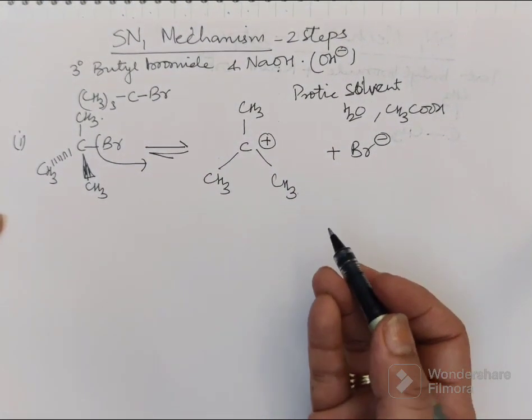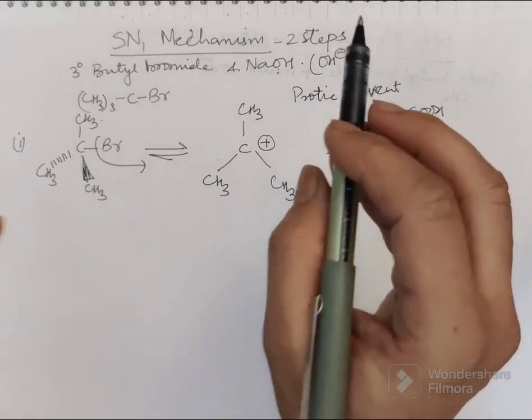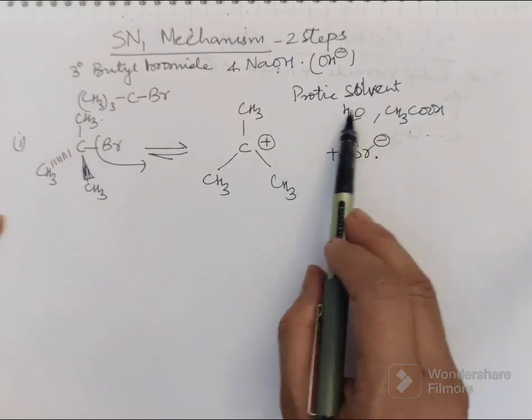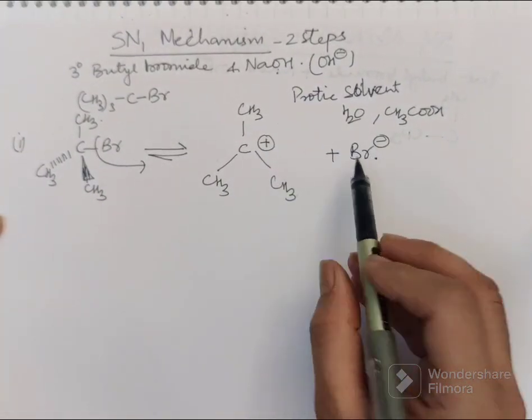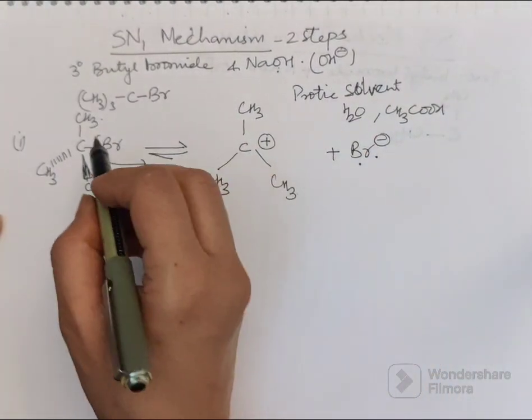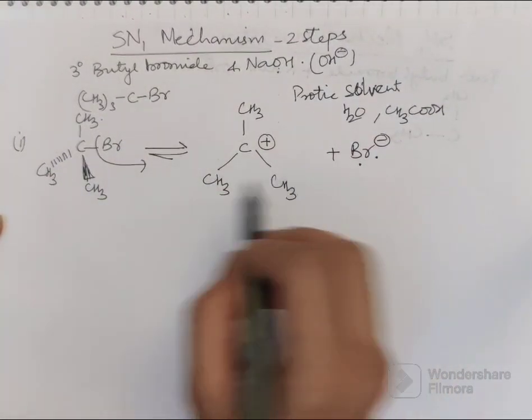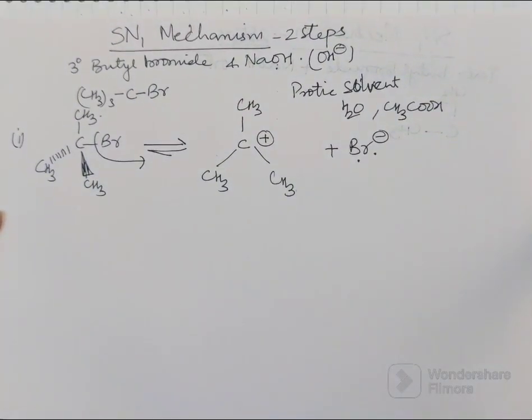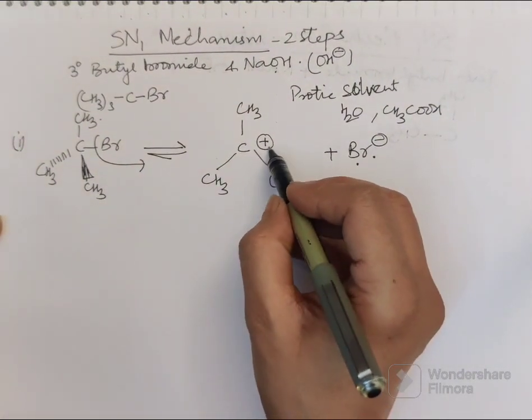From where do we get the energy for this? The bromide ion gets solvated by the protic solvents, which give H plus ion. The bromide ion gets solvated by the solvents and energy is released. That energy is used for this reaction. It is enough for this reaction to happen. So the first step is formation of the carbocation.